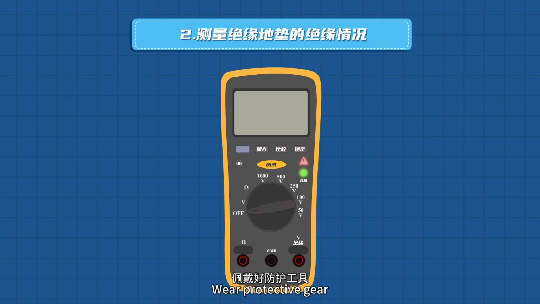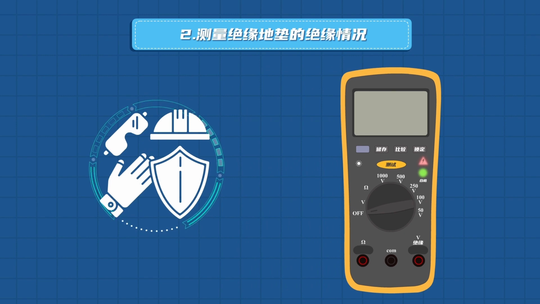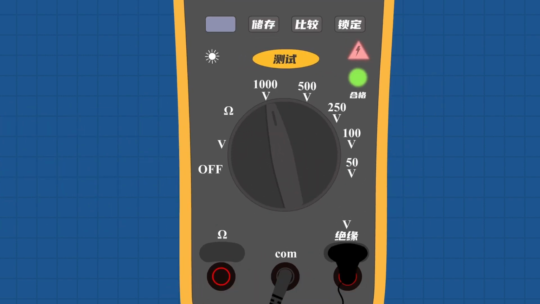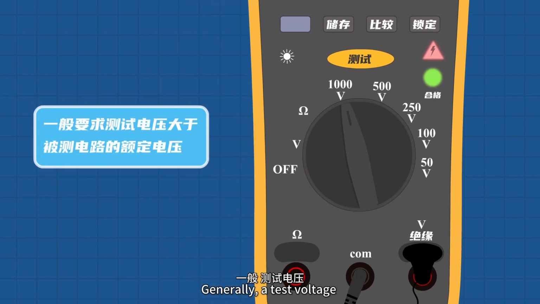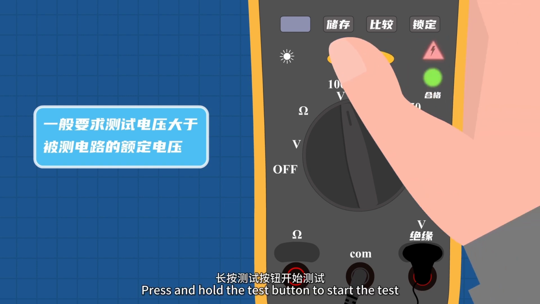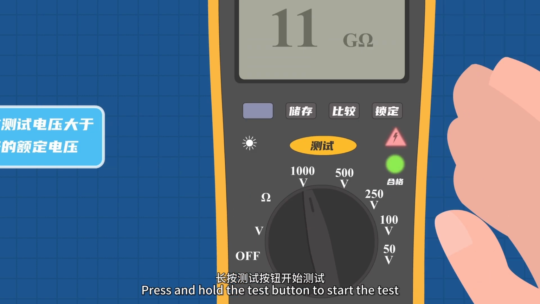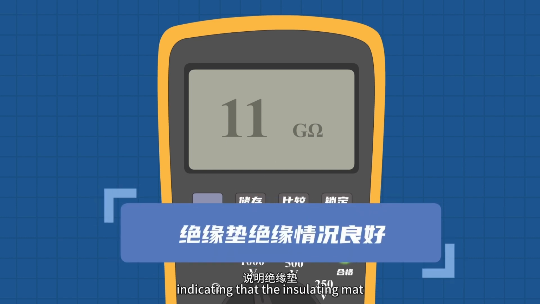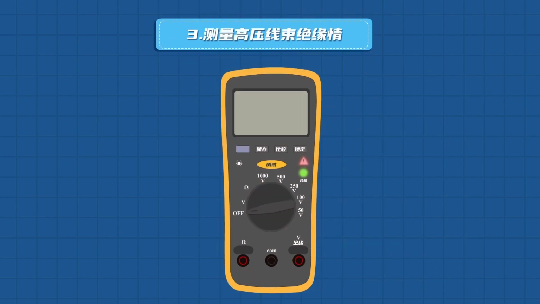Wear protective gear. Insert the test probe into the appropriate hole and rotate the rotary switch to 1000 volts. Generally, a test voltage greater than the rated voltage of the circuit under test is required. Press and hold the test button to start the test. After releasing the test button, it reads 11 ohms, indicating that the insulating mat is in good insulating condition.